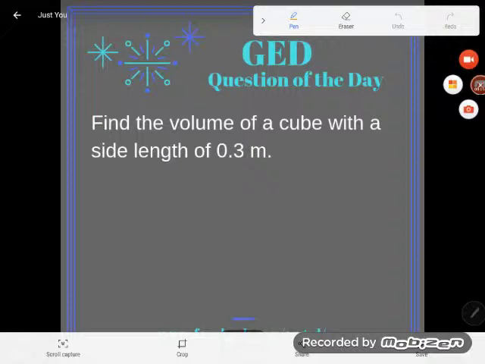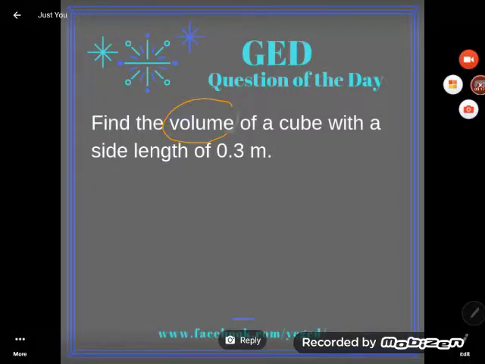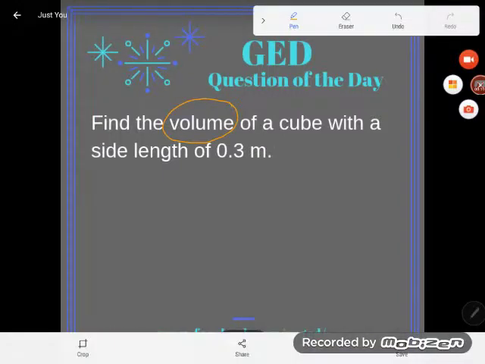Let's take a look here. It says find the volume of a cube with a side length of 0.3 meters or 3/10 of a meter. So first of all, what kind of a problem is this? It is a volume problem, falls in the area of geometry, but like just about all the geometry on the GED, hallelujah, it's formula sheet based.